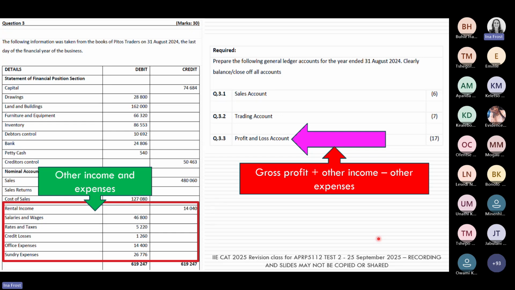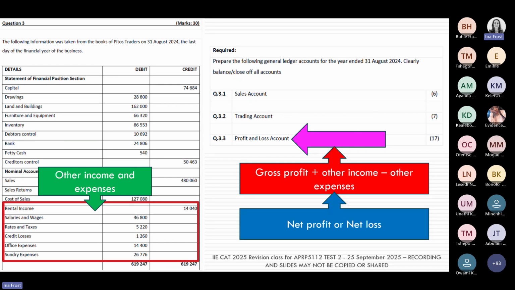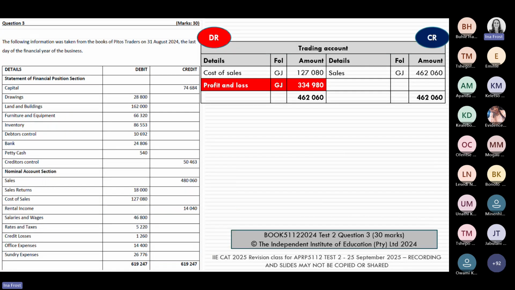Katlego was spot on there in the chat. So I'm sending you a gold star. Well done. The accounting term for that is either the net profit or the net loss. Remember, if your expenses are bigger than your income, then it will be a net loss. Okay, so let's have a look at how we're going to put together this profit and loss account. So in the previous calculation, you'll remember we calculated the gross profit in the trading account.